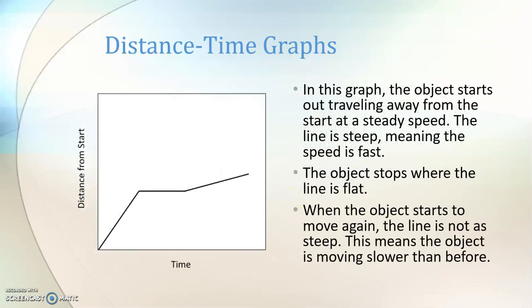In this graph, it does the same thing. It gets farther away, then it stops, and then it starts up again. But in this one, you see how this diagonal line isn't as steep as that one. So here, the object is traveling slower than it did at this point.